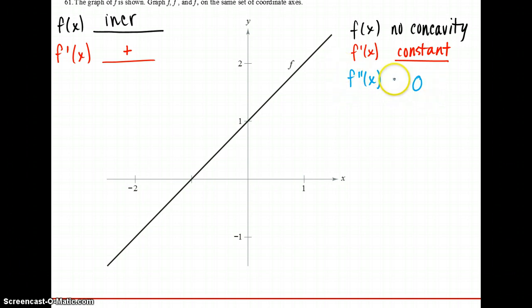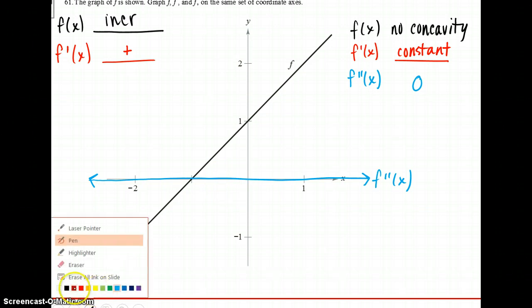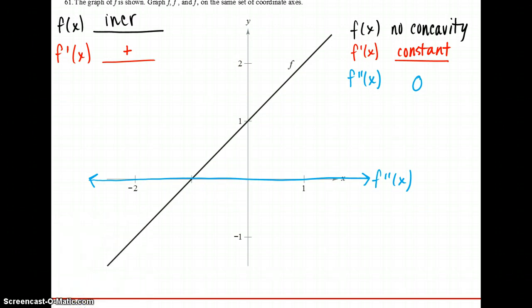If I ask you to graph the line y is equal to 0, that would just be a horizontal line through the x-axis. So my second derivative is exactly that. A horizontal line through 0, so it would be a horizontal line on the x-axis. My first derivative is strictly positive, which just means it has to be above the x-axis.